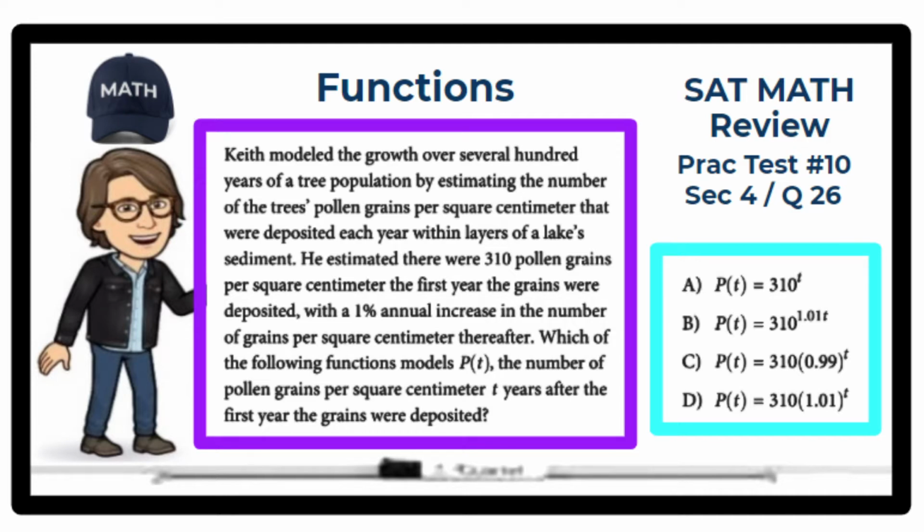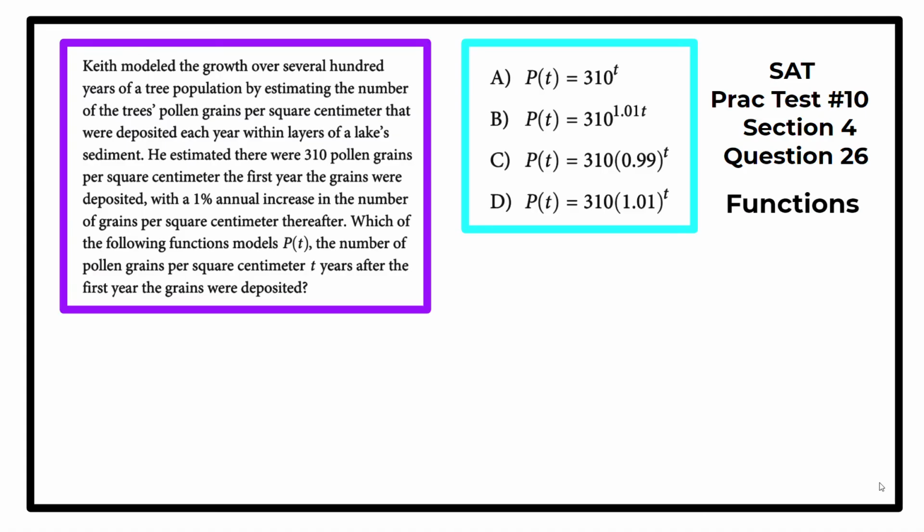My name is Jonathan. We are discussing the College Board SAT Practice Test Number 10, Section 4, Question 26, Subject Functions. Keith modeled the growth over several hundred years of a tree population by estimating the number of the tree's pollen grains per square centimeter that were deposited each year within layers of a lake's sediment. He estimated there were 310 pollen grains per square centimeter the first year the grains were deposited, with a 1% annual increase in the number of grains per square centimeter thereafter. Which of the following functions models P of t, the number of pollen grains per square centimeter t years after the first year the grains were deposited?